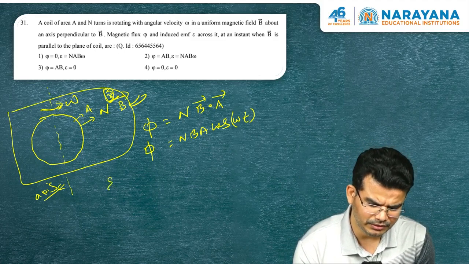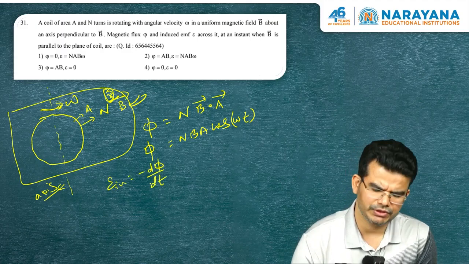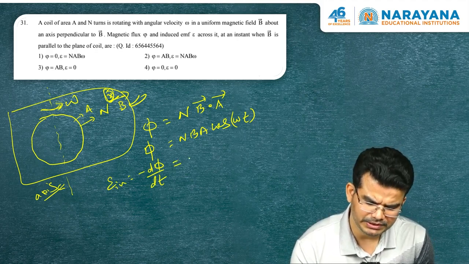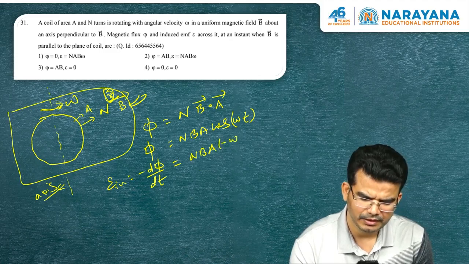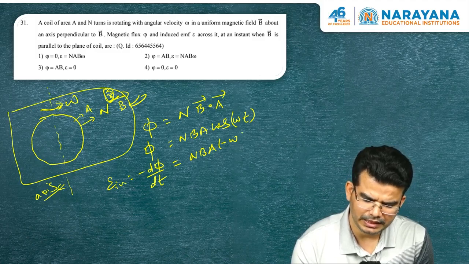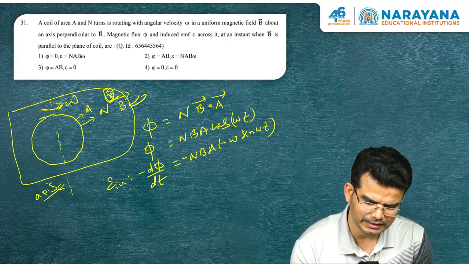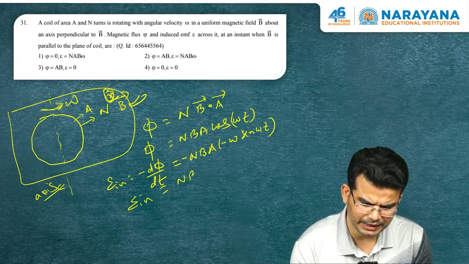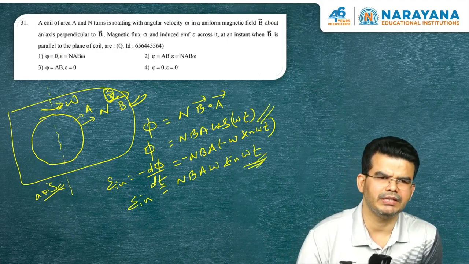Now, if I want to calculate the induced EMF, which is nothing but minus d phi by dt, it is very simple. It will be N B A, and cos omega t will give minus omega sin omega t on differentiation, and one more minus is there. So, the induced EMF will be N B A omega sin omega t. So, we got this is the flux and this is the induced EMF.